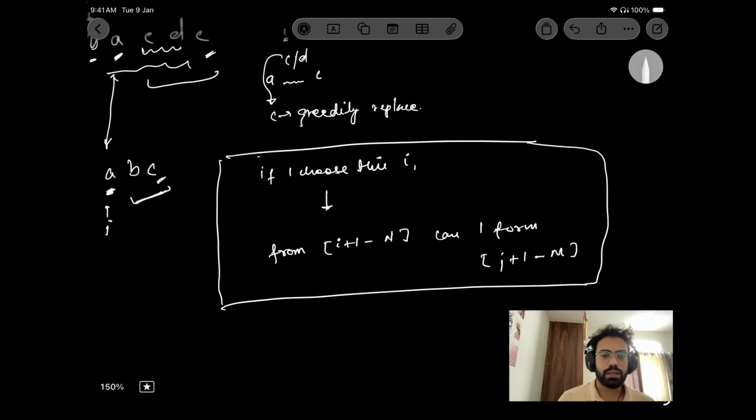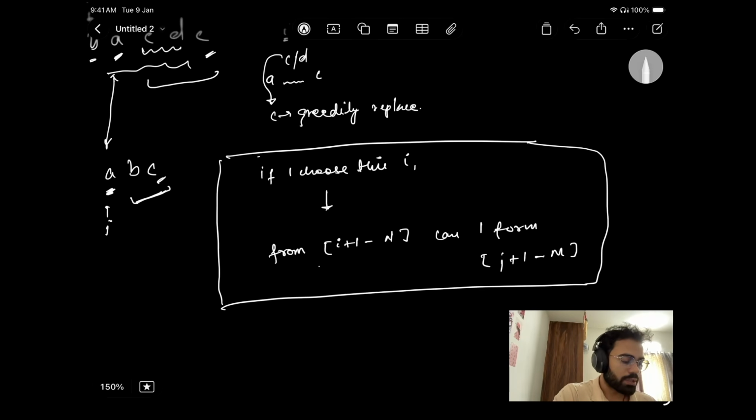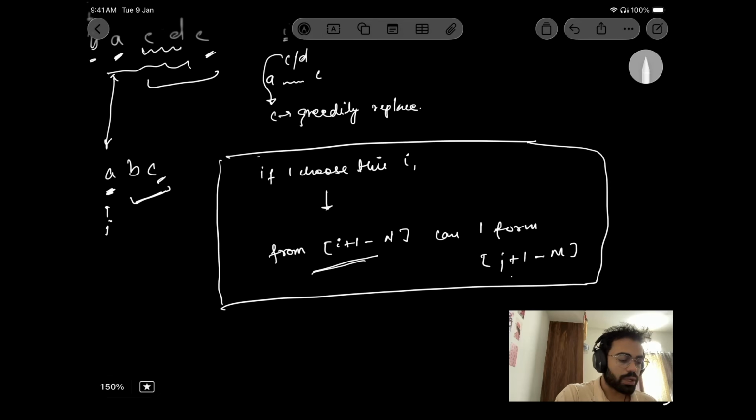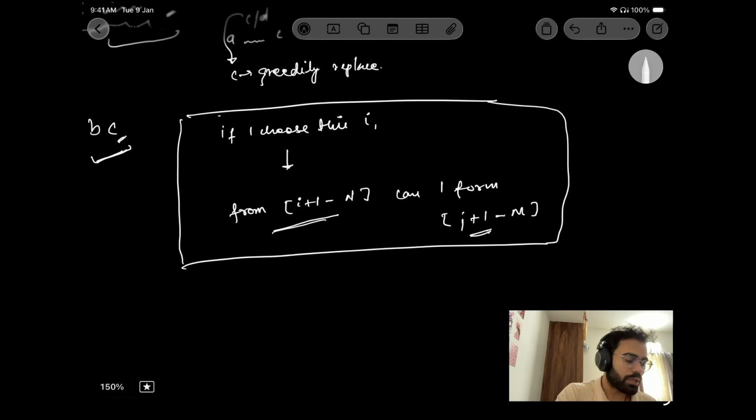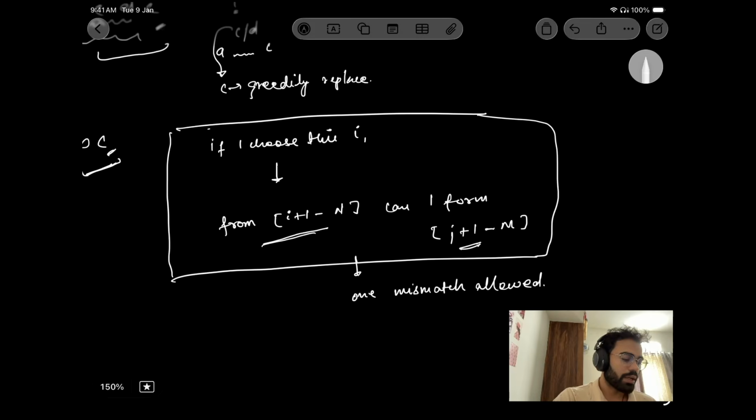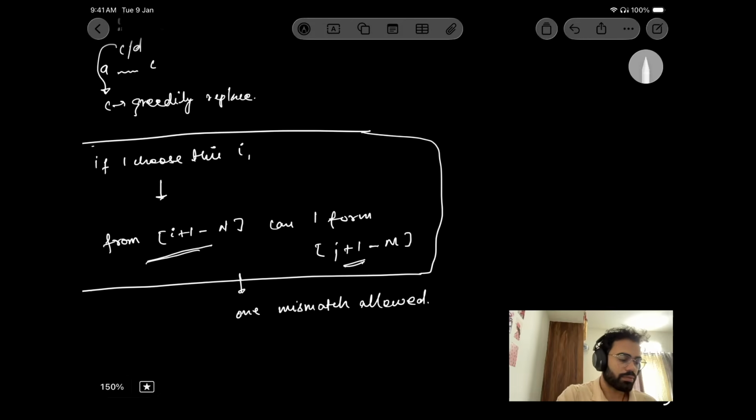See, if I choose this character I, now from whatever is on the right side, can I form the right side of word 2? And what is allowed? One mismatch. Okay, one mismatch is allowed. Now see, if I am at a position I and I have to tell how many match on the right side, what is the best way?